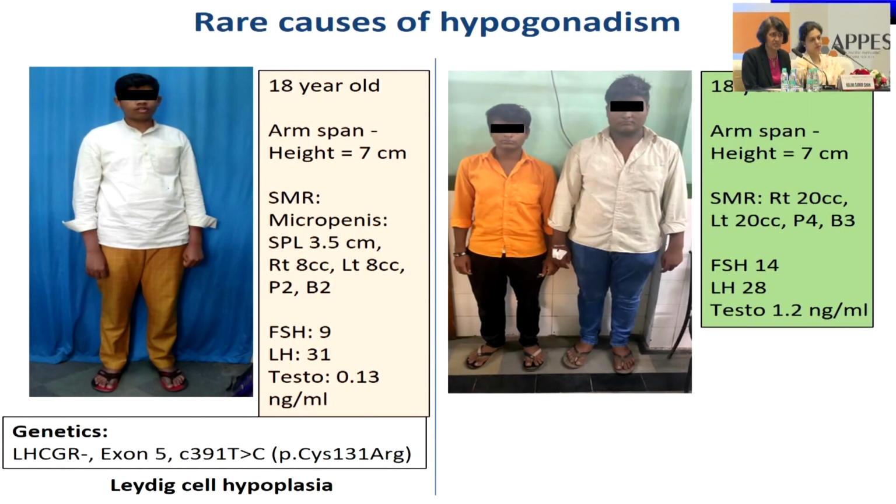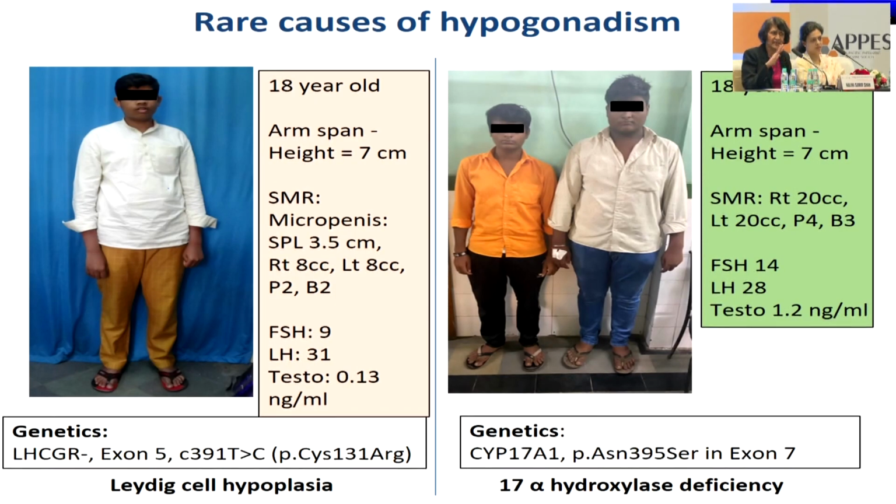Like the first patient on this side, which is a case of Leydig cell hypoplasia presenting at 18 years of age with delayed puberty or incomplete development of secondary sexual characteristics, with all the features: arm span bigger than height, smaller testicular volume, and micropenis as well. And the other two siblings in the other panel of photographs have 17 alpha hydroxylase insufficiency with no ambiguity of genitalia whatsoever, and they were both normotensive as well. So that part of differentiation will always have to be borne in mind.